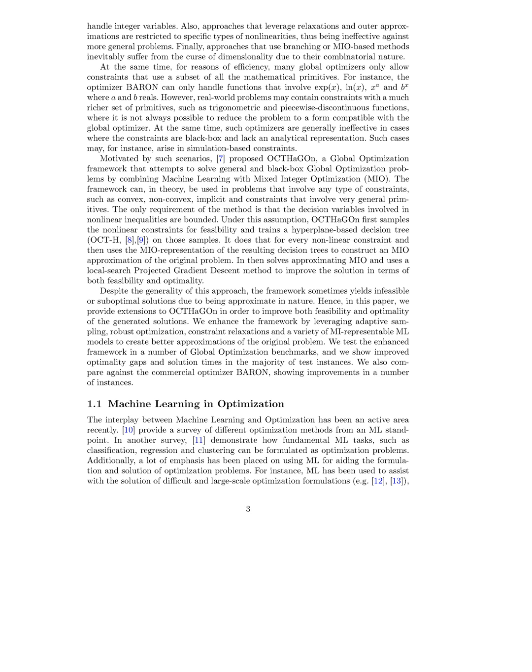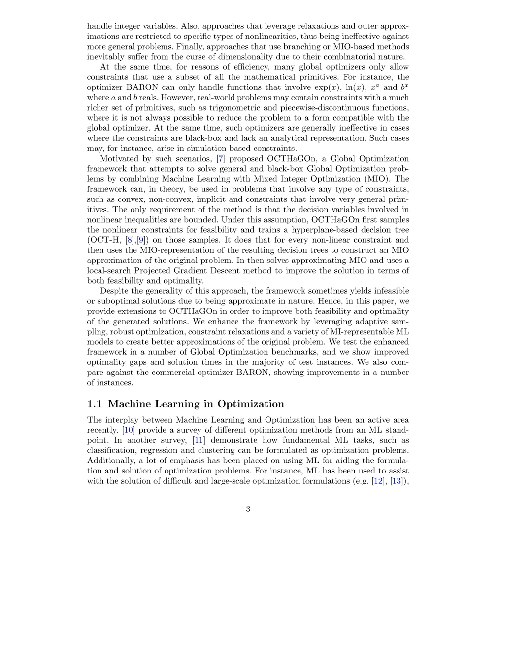Section Summary. Global optimization problems often involve objective functions and constraints that lack desirable mathematical properties, such as linearity or convexity, and may have continuous or integer decision variables. Existing approaches, such as gradient-based methods, outer approximations, and mixed integer optimization, have limitations in terms of handling different types of problems. To address this, the OCTHaGOn framework combines machine learning with mixed integer optimization to solve general and black box global optimization problems, allowing for constraints with various mathematical primitives.